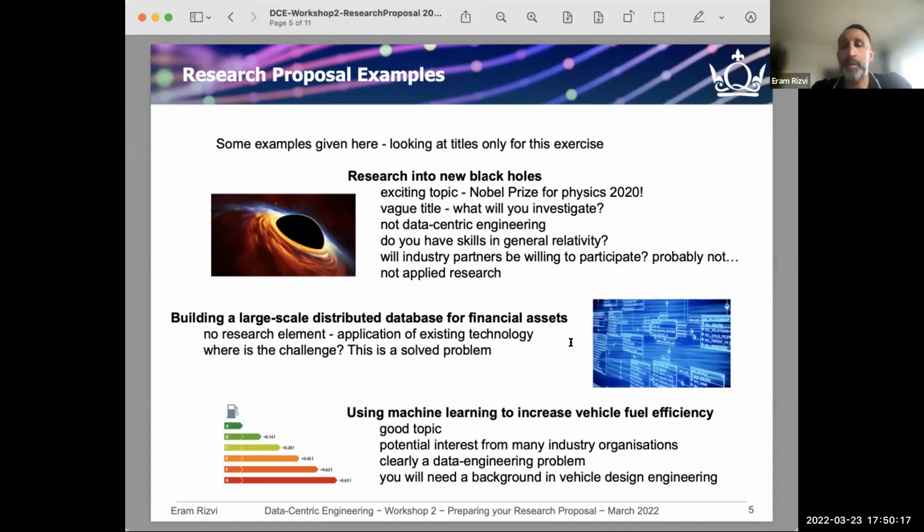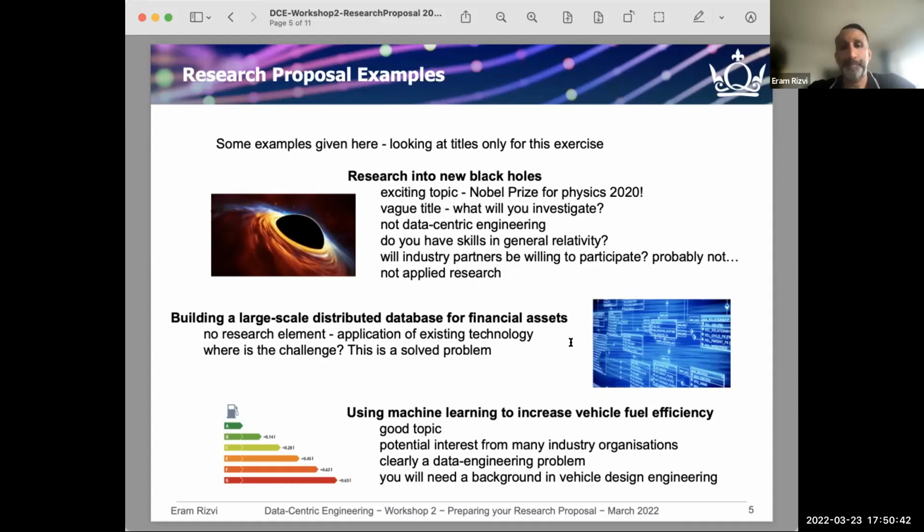Will industry partners be willing to participate? Now that's quite a problem. I don't really see that, so probably not. But there might be companies who are interested in particular aspects of this, and if so, you should put that in the proposal. It doesn't sound like applied research to me. It sounds like discovery research. So that's one example that I wanted to share with you.